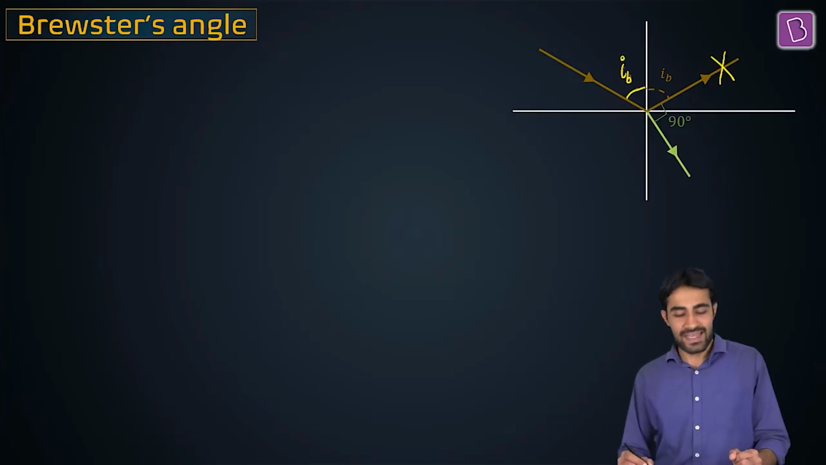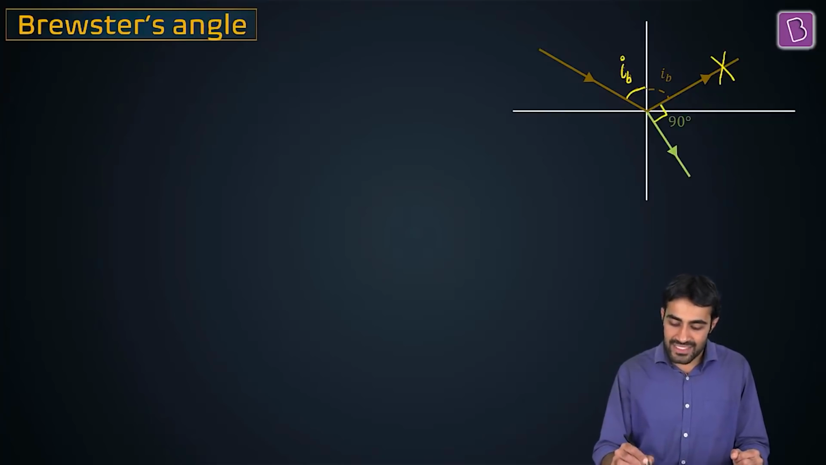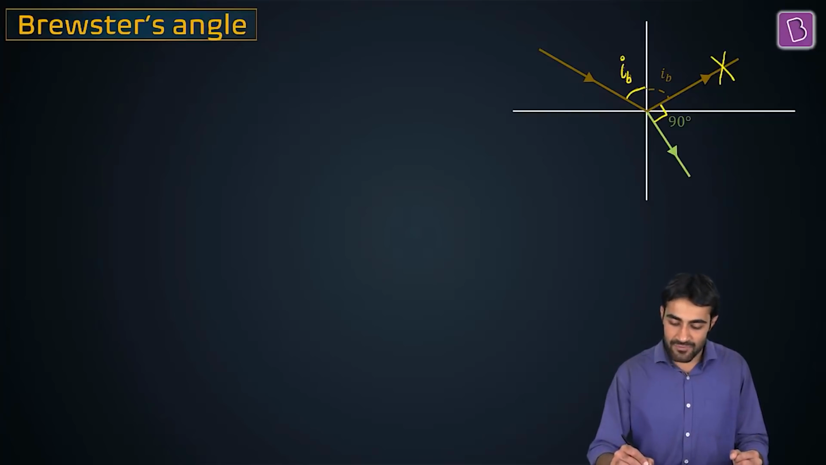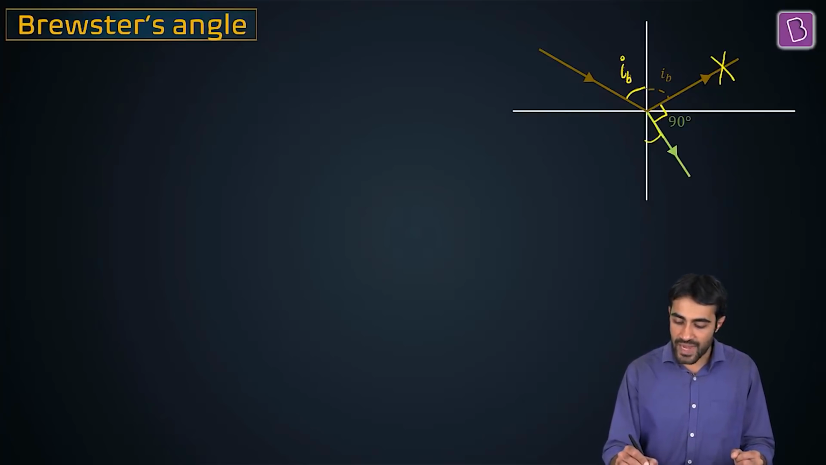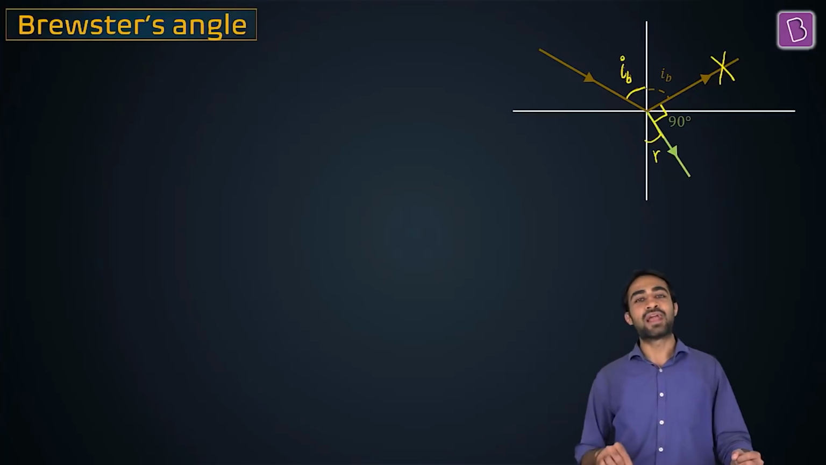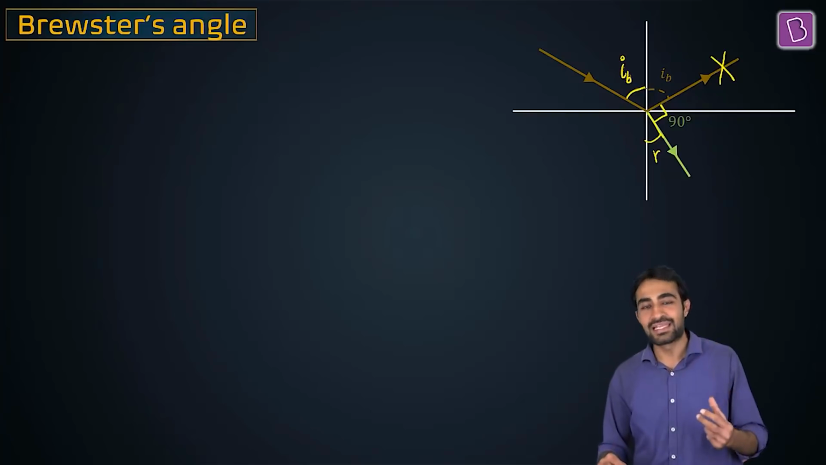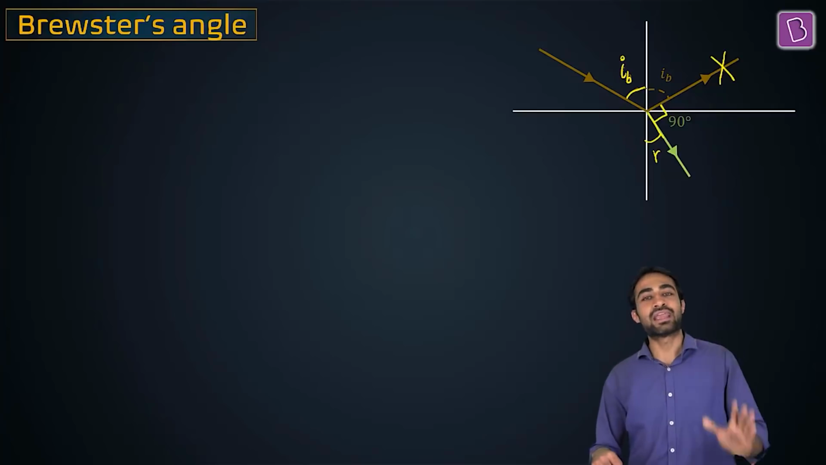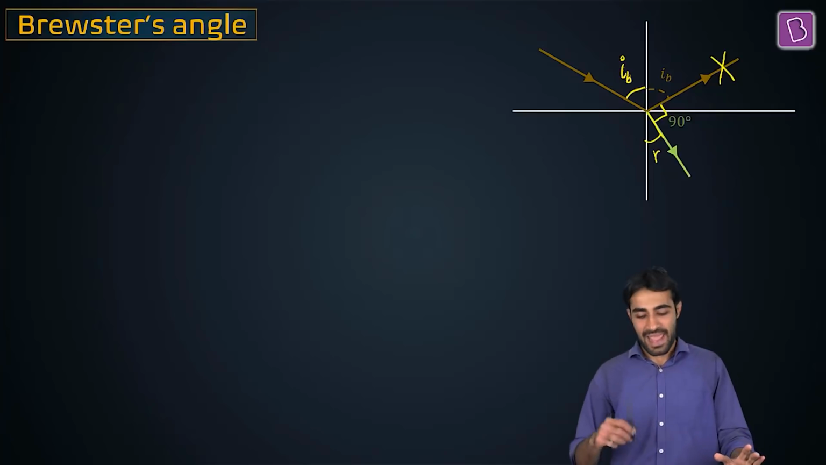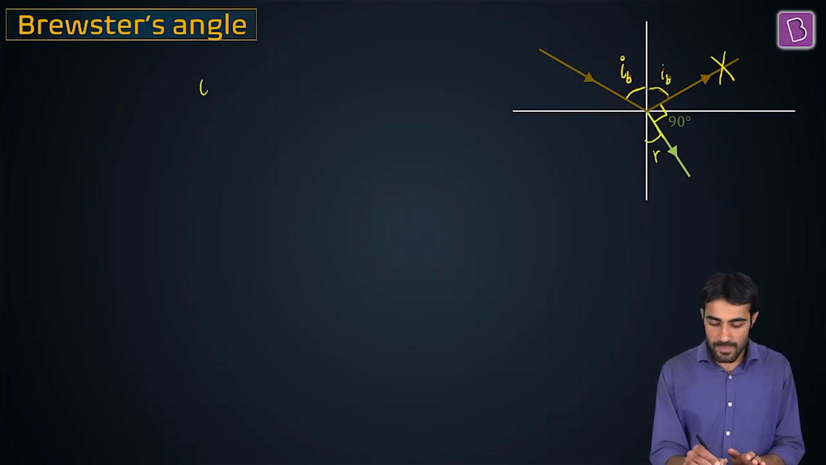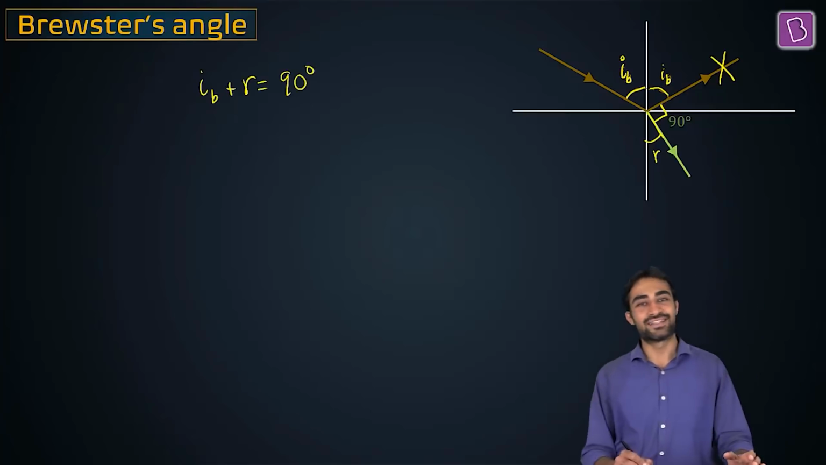Now, you can see that I have drawn an interesting angle of 90 degrees over here. This phenomenon happens when we have the refracted light and the supposed to be reflected light. Between these two light rays there is an angle of 90 degrees. This is the case for Brewster angle. And from the diagram, we can see that IB plus R is equal to 90 degrees. Can you see that? Yes.